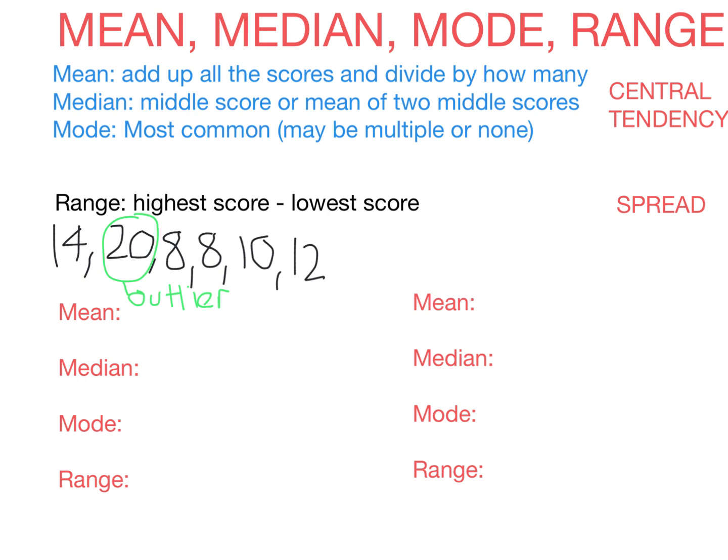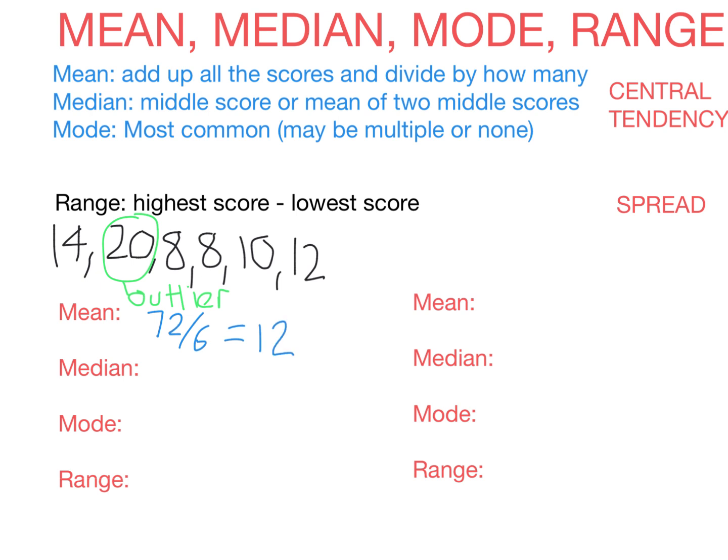Okay, let's calculate mean, median, mode, and range of this data. I'm going to do it with the outlier, then without the outlier. So, to calculate the mean, I add up all these scores and divide by how many there are. So if I add each of these scores, of course you can use a calculator, I get 72. I divide by 6 because there are 6 scores. The mean is 72 divided by 6, which is 12.